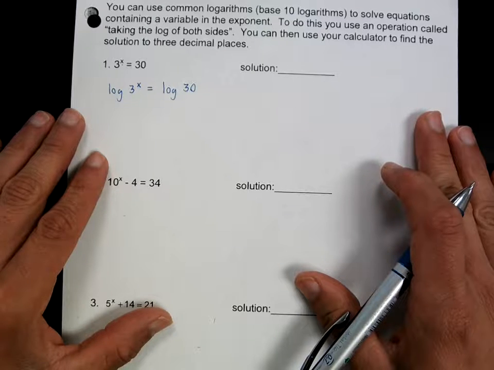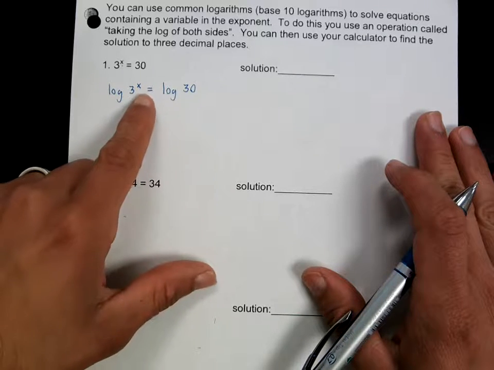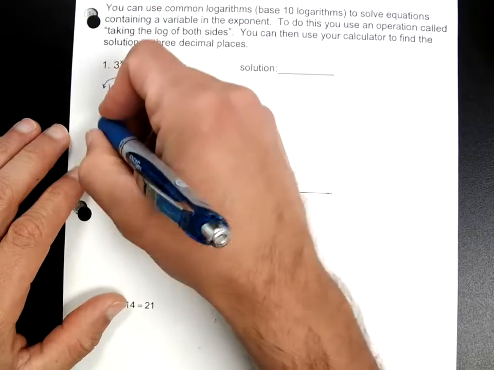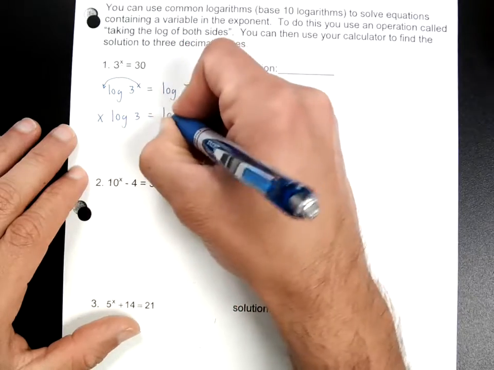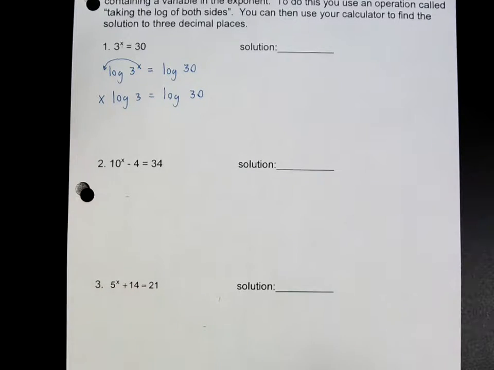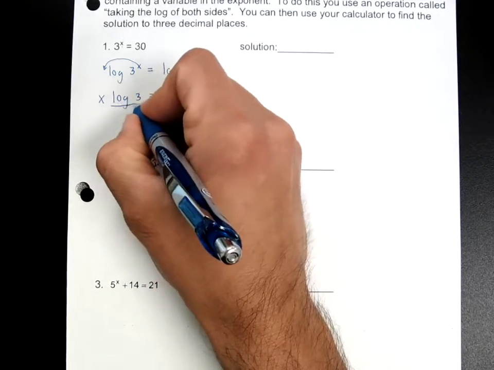The reason I'm doing this is very simple: there's a law of logarithms that allows me to bring the exponent from here to here. So now I'm going to have x log of 3 is equal to log of 30. Remember, the law of logarithms is what allows it to expand. I'm solving for x, so to solve for x, I'm going to divide by log of 3.